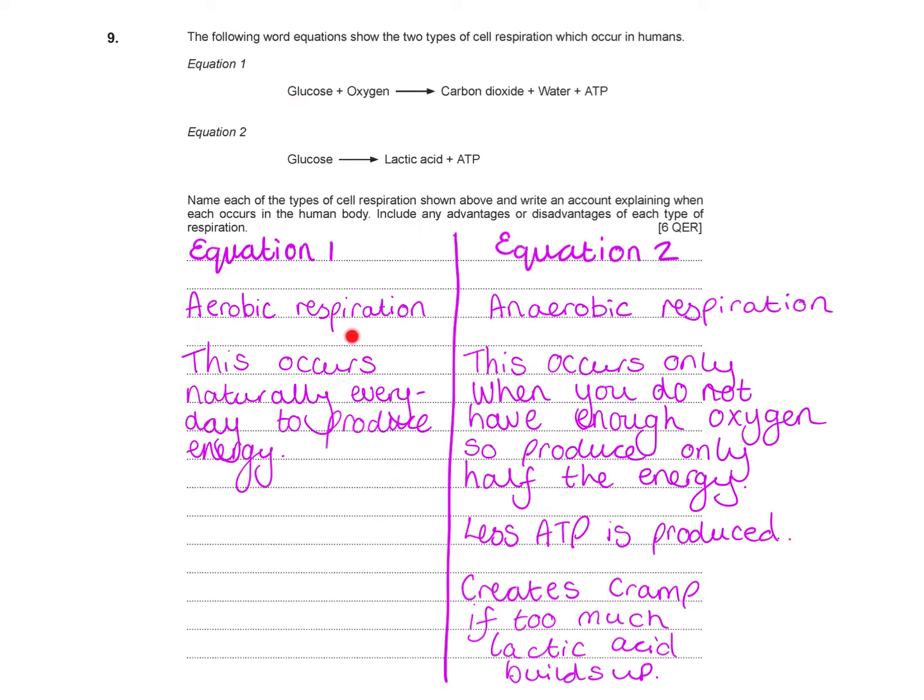Equation 1 is aerobic respiration. This occurs naturally every day to produce energy. Okay. Equation 2 then is anaerobic respiration. This occurs only when you don't have enough oxygen and will only produce half the amount of energy. It creates cramp if too much lactic acid builds up.